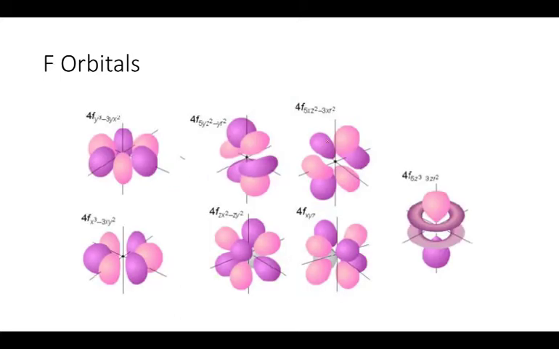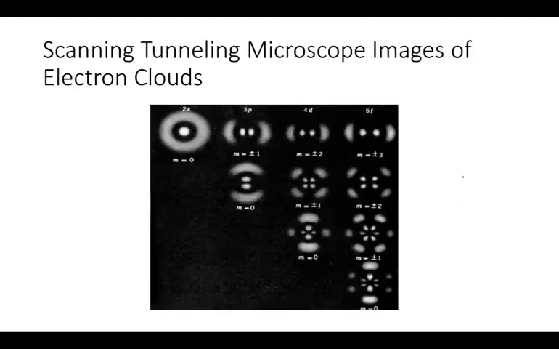And finally, your f orbitals, look at these suckers. My personal favorite is this guy over here. You don't need to know what these shapes are, but I threw these in there just so you could have an idea of what these things look like. Really the idea is that these are all predicted mathematically. We came up with what are called wave equations that give us an idea of where these electrons exist. And then we can use what's called a scanning tunneling microscope, a very expensive, complicated piece of equipment that lets us actually look at electron clouds.